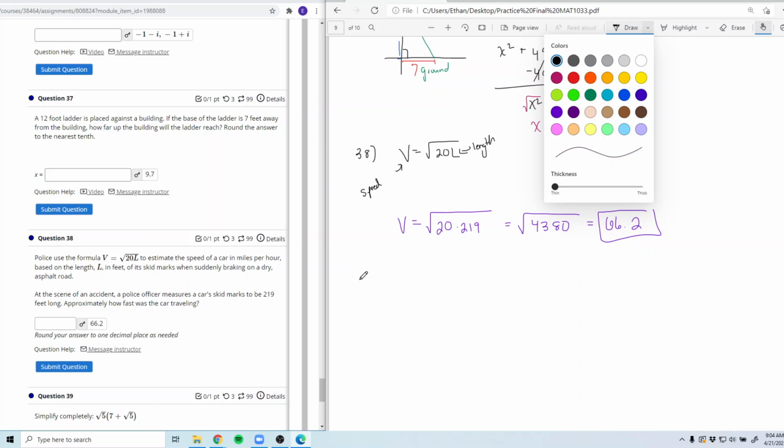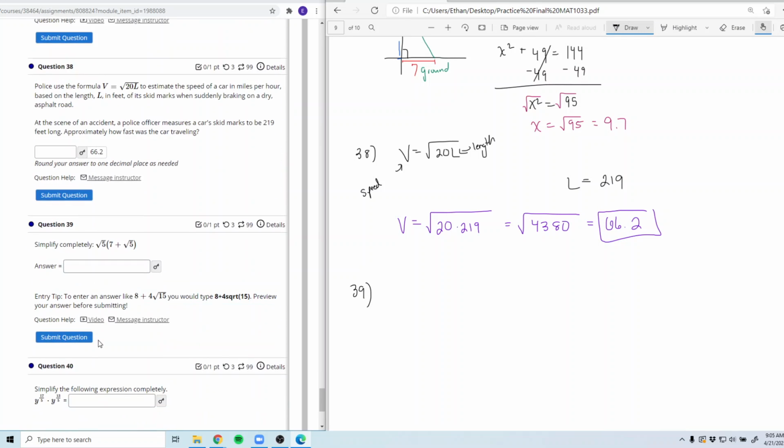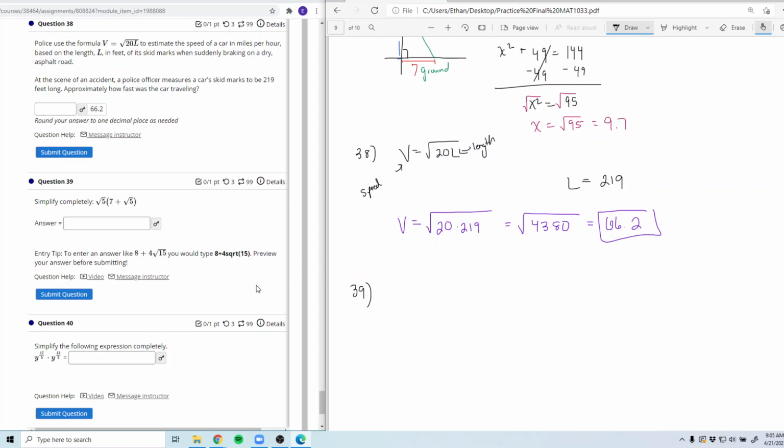Okay. Number 39 now. We want to simplify completely. We got square root of 5, parentheses, 7 plus the square root of 5. It gives you a little tip on how to write your answer. What we want to do with something like this is we want to distribute.